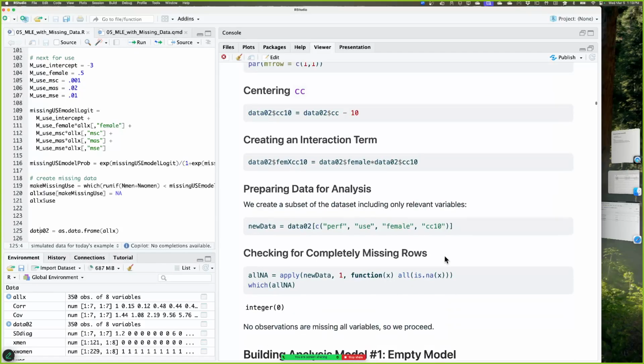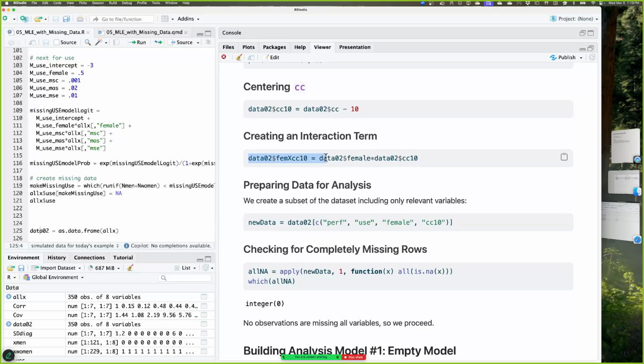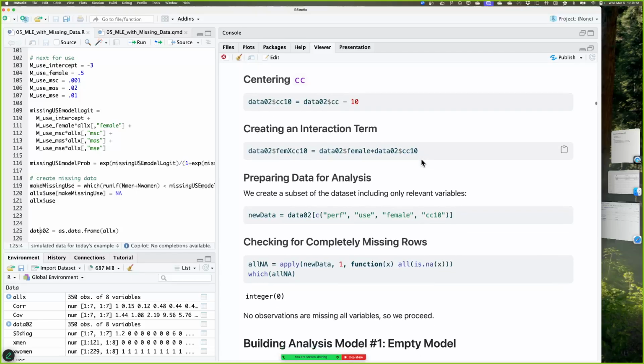I also centered the values of CC by its mean, so CC minus 10 is here. And we could create an interaction term, but we'll do that later on. We'll need this later on. Basically, female by CC10 is the product of female times CC10 itself.